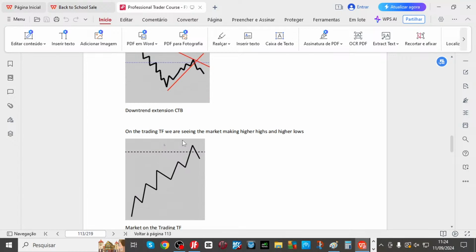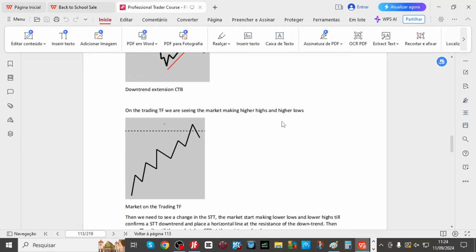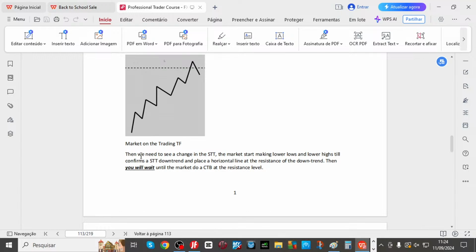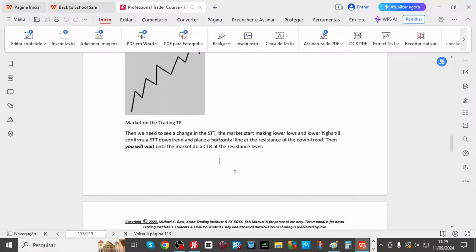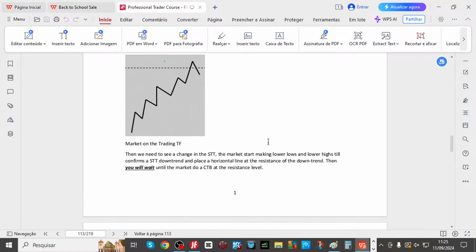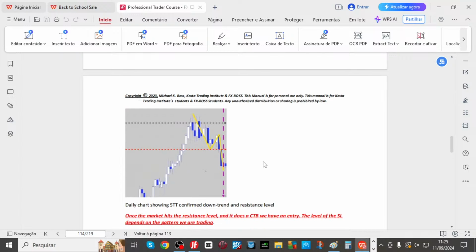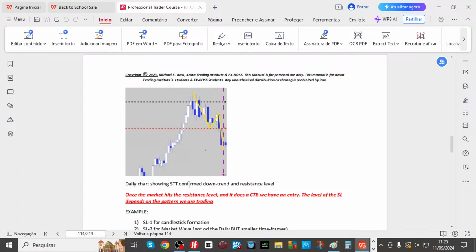On the trading time frame, we are seeing the market making higher highs and higher lows. This is the market on the trading time frame. Then we need to see a change in the short-term trend. The market starts making lower lows and lower highs till it confirms a short-term downtrend, and place a horizontal line at resistance of the downtrend. Then you will wait until the market does a counter trend line break at the resistance level. Daily chart showing the short-term trend confirmed downtrend, the yellow one.